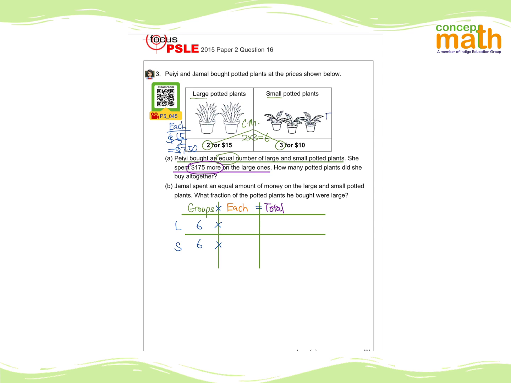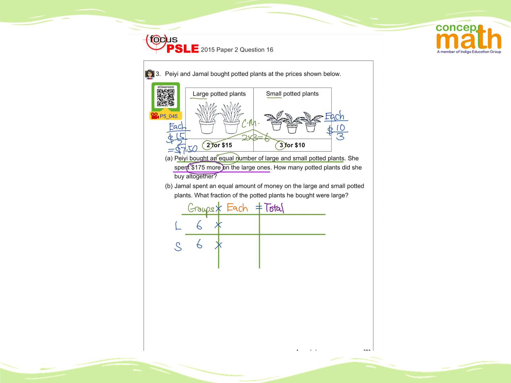Then the same goes for the small potted plant. Unfortunately, because it's $10, when you divide by 3 it will give you a decimal value, which will be inconsistent. So we'll leave it as a fraction, 10 over 3.